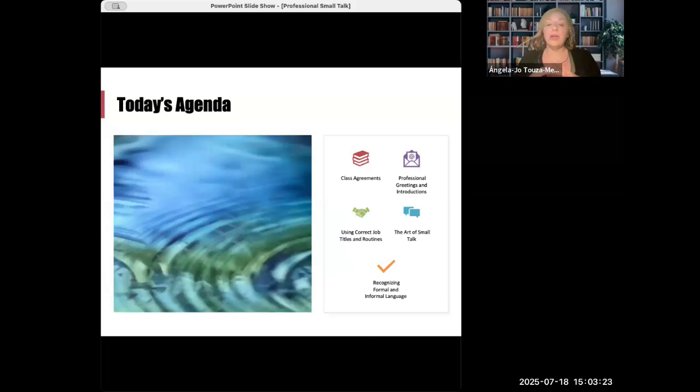On today's agenda, we're going to go over our class agreements, which we always do. We're going to go over professional greetings and introductions. We're going to talk about using correct job titles and routines. We're going to go into the art of small talk, which we've actually touched upon in other classes. And then we're going to recognize the difference between formal and informal language and how we can use that to establish a connection with someone.